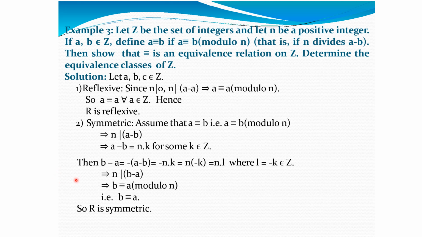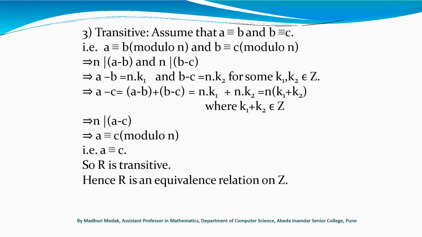Implies N divides B minus A by definition of divisibility. Again, by definition of congruence, N divides B minus A means B is congruent to A modulo N. So, by using the definition of this relation, we get B related to A. Thus, A related to B implies B related to A. So, R is symmetric. Now, the third property is transitive.